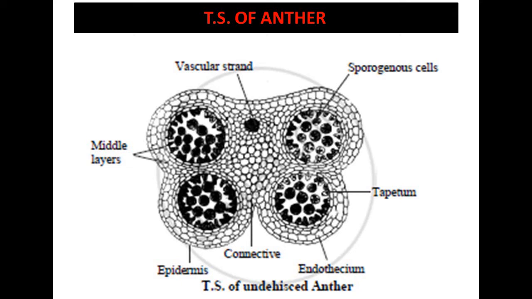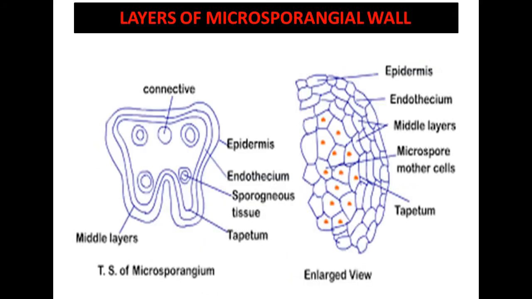One more thing you have to notice here: the wall of the microsporangium is made up of 4 layers. So now look at the layers of microsporangium. First of all, you can see the outermost layer, that is epidermis. Then below the epidermis there is endothecium. Below the endothecium there is the middle layer. We say middle layers because 2 to 3 layers may be there as a middle layer. And the innermost layer is the tapetum.